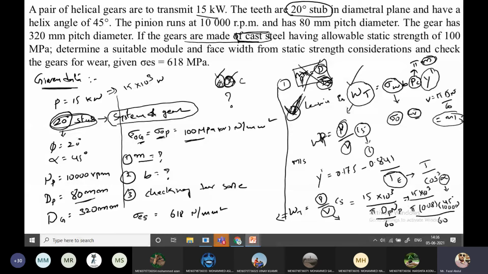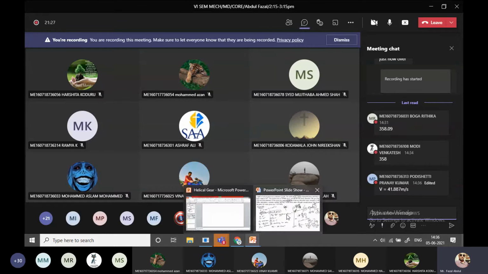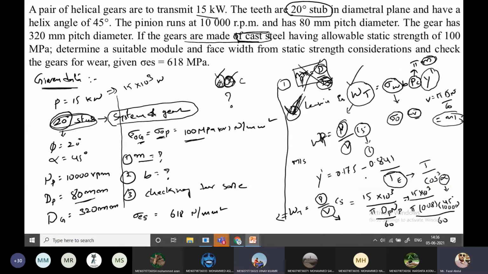What happened, Babu? Do it fast. Pi dp N by 60. Pi into 0.08 into 10,000 by 60. What is the value of pitch line velocity V? 41.88. It means 42. I am taking nearly about 42, making a round figure, meter per second.